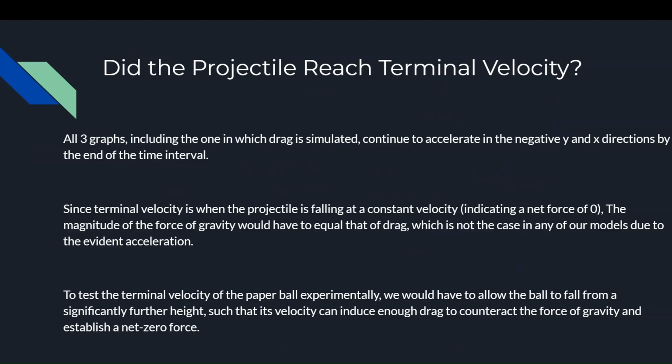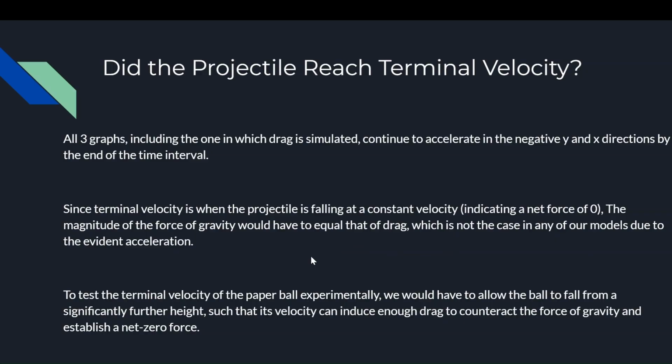So did the projectile reach terminal velocity? In all three graphs, including the one in which drag was simulated, the projectile continues to accelerate in the negative y and x directions by the end of the time interval. Terminal velocity is when the projectile is falling at a constant velocity, which indicates a net force of 0. The magnitude of the force of gravity would equal that of drag, which is not the case in any of our models due to the evident acceleration.